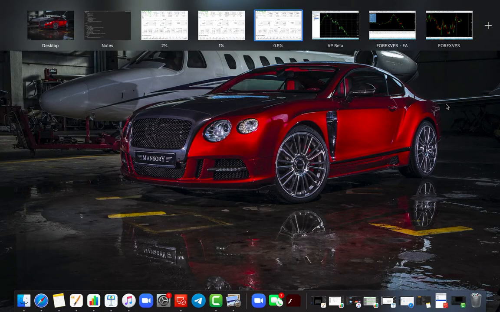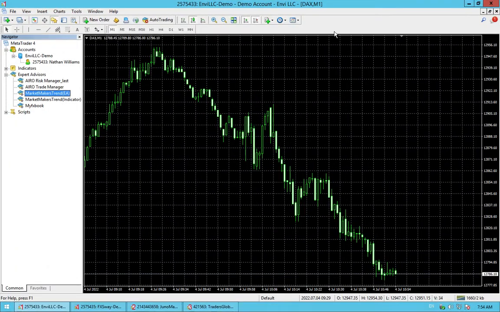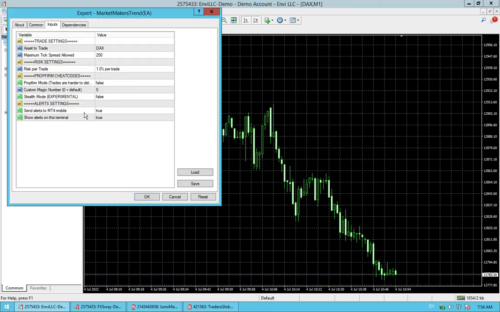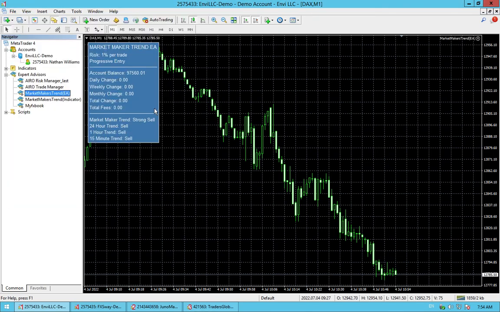And if we go look at the chart one last time so you guys can see it here, we throw it here on the chart just so you can see. It tells you the actual trend. So here is DAX. It'll tell you 24-hour trend sell, 1-hour trend sell, 15-minute trend sell, market maker trend, strong sell. If it's strong sell or strong buy, it will take a trade. If it says weak sell or weak buy, which means one of these is not a sell or not a buy, it will not take a trade. All right. Just letting you know that now.